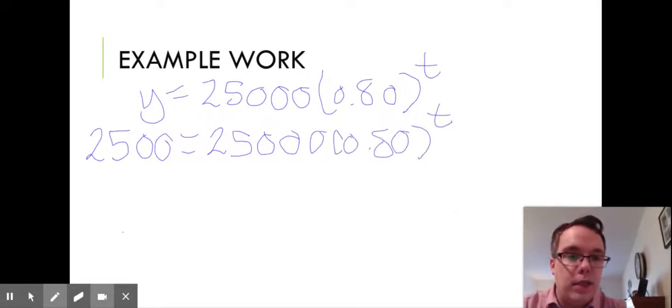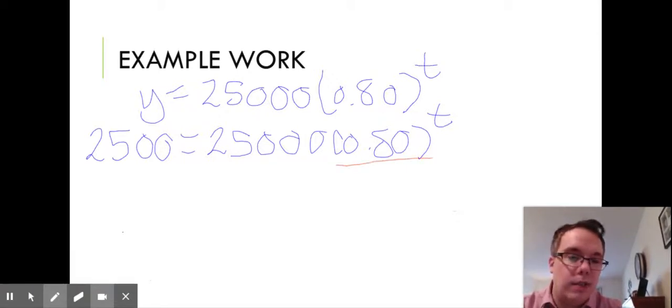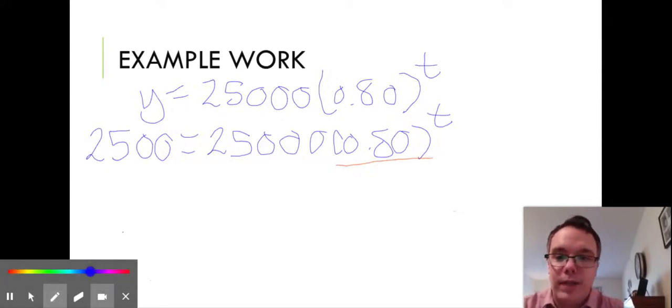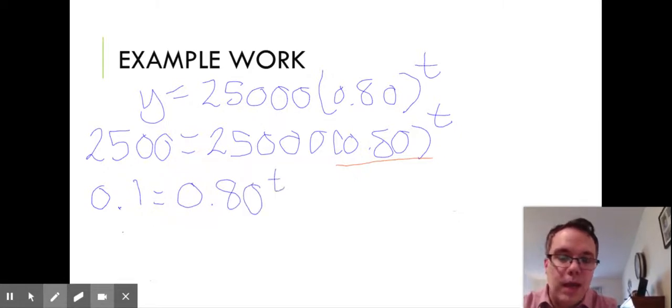So this is an equation, since we're trying to solve for an exponent, that we can use logs to solve. And remember, when we're trying to use logs to solve and we're going to put a log on both sides, the first thing we want to do is get the power all alone. And in this case, our power is 0.80 to the t. So to get that alone, the first thing I'm going to do is divide by 25,000 on each side. And if I do that, 2,500 divided by 25,000 is 1/10, or 0.1 equals 0.80 to the t. And now I'm ready to take the log of each side.